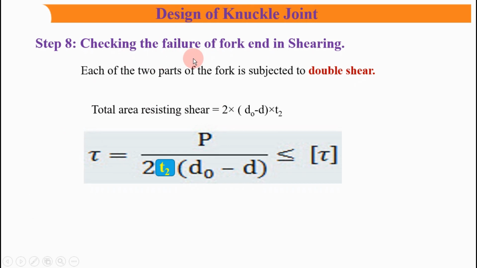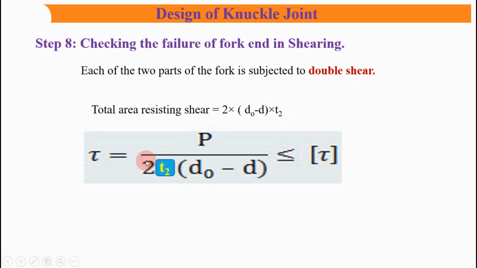Step number 8 is checking the failure of fork end in shearing. As we have checked the fork end for tensile and crushing failure, now it is turn to check it for shearing failure. Each of the two parts of the fork is subject to double shear. So the total area resisting shear is equal to 2 into (DO minus D) into T2.